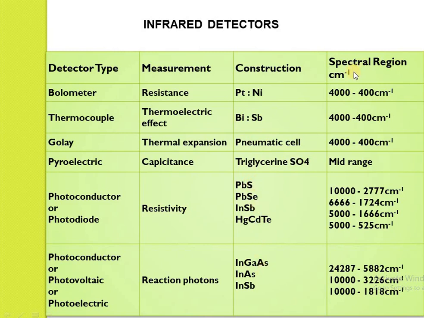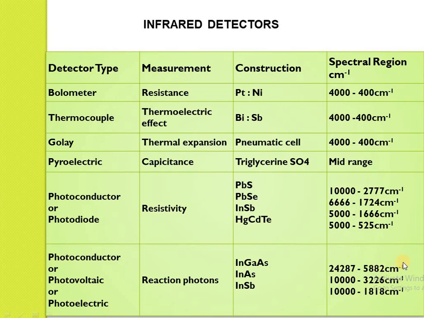The spectral region in which they work properly is 4000 to 400 centimeter inverse, the same IR range, and the pyroelectric works in the mid range. So all these cells have their maximum working capacity at different IR regions.